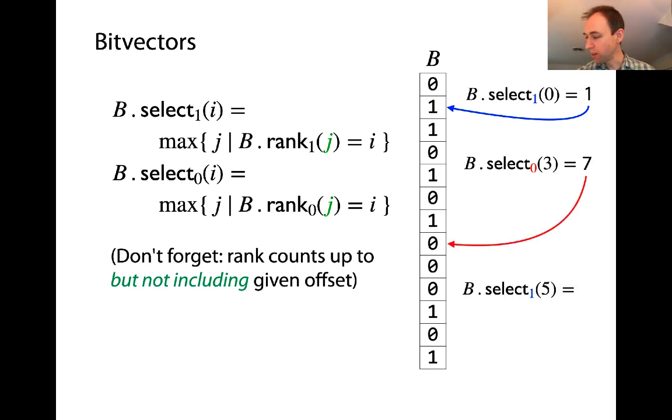Let's do one more. Select sub1 of 5. All right, so I'd like to know the 6th set bit, the set bit of rank 5. So let's look for that. 0, 1, 2, 3, 4, 5. Oh, it's all the way down at the bottom. 0, 1, 2, 3, 4, 5, 6, 7, 8, 9, 10, 11, 12. So that's at offset 12.